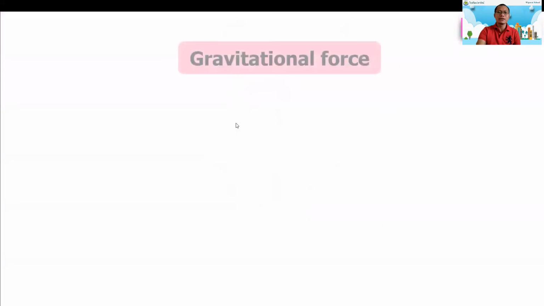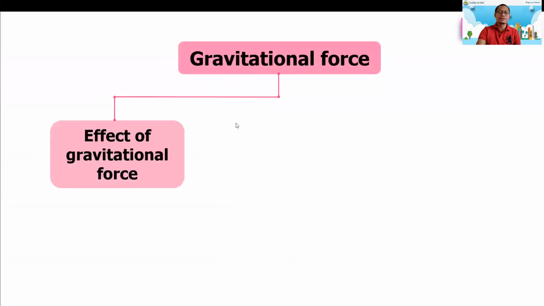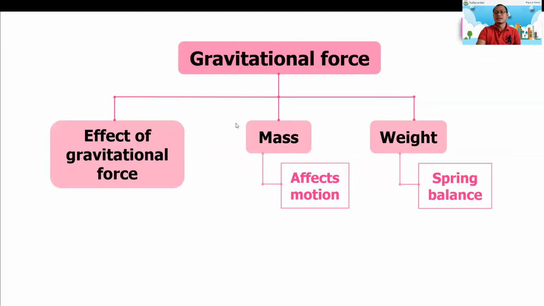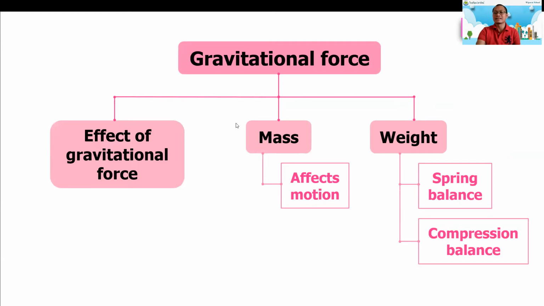For our mind map, we have gravitational force, and we talked about the effect of gravitational force, and then mass, effects on motion, and weight. We use a spring balance and a compression balance to measure weight, and to measure the mass, we can use an electronic balance. All right, so that's all about gravitational force.